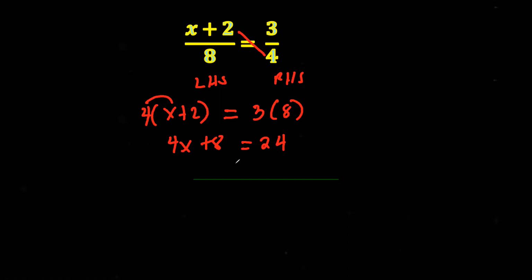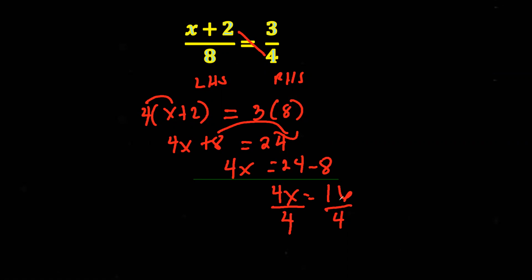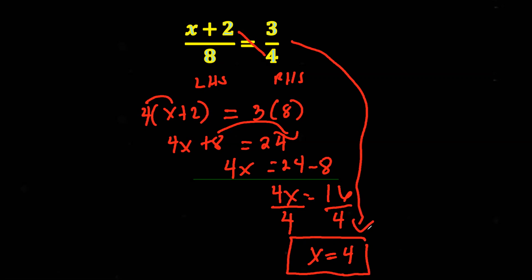Pero ako, tinatranspose na lang para madali, no? So 24 minus 8 pag nilipat natin dito sa kabila. Then 4x is equal to 24 minus 8, that's 16, right? And then divide both sides of the equation by 4. So x is equal to 4. So it means that these two expressions or this equation is only true if x is equal to 4. Other than 4, this equation will not be true.